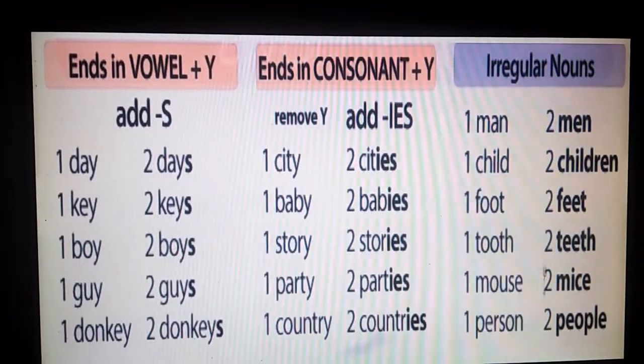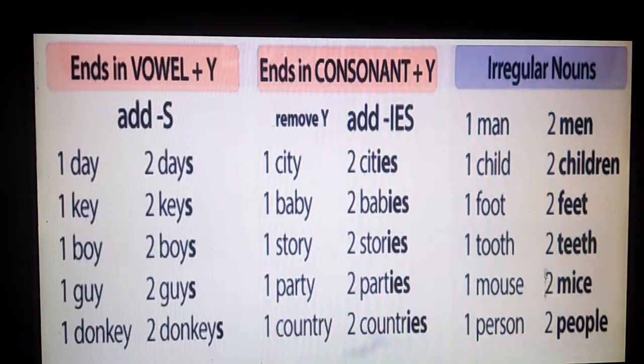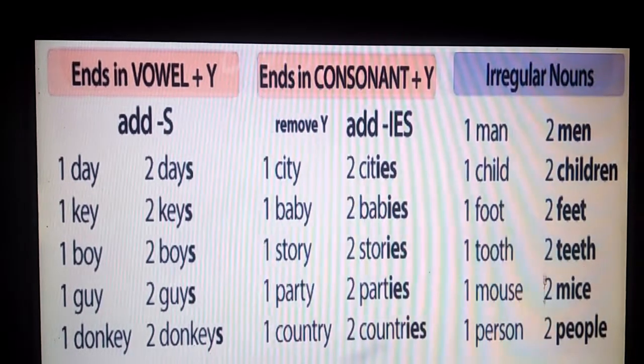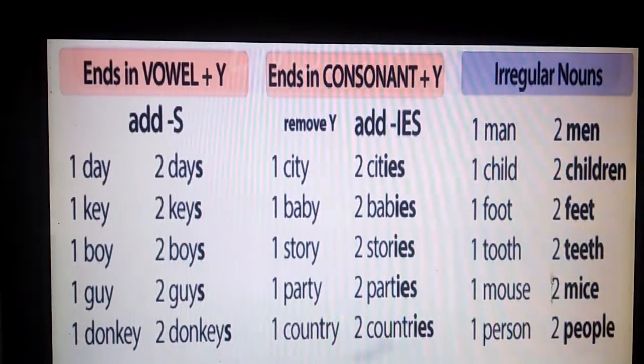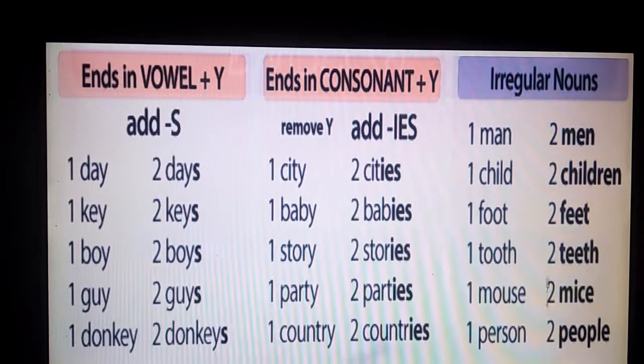Rule number 4. The noun which ends in vowel plus y, means the noun which ends in y but before y there is a vowel sound. And what we have to do? We have to add directly s there.